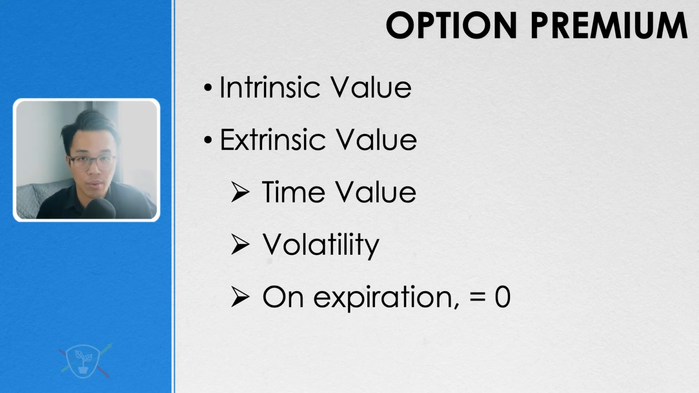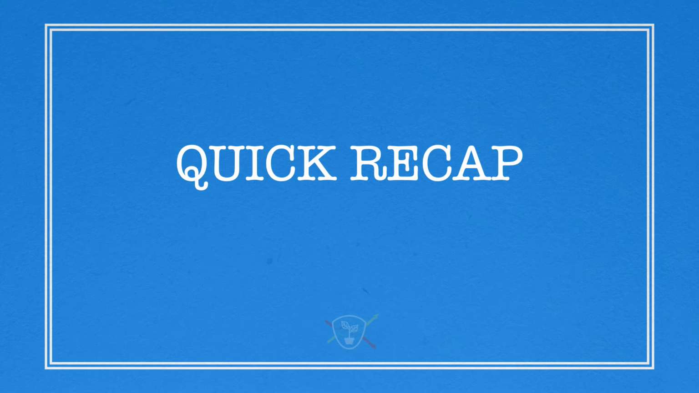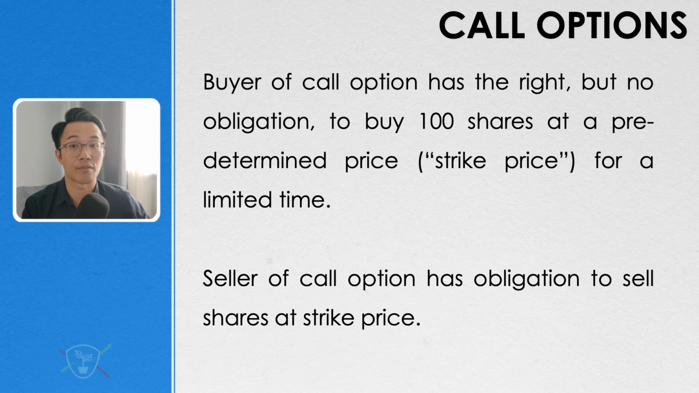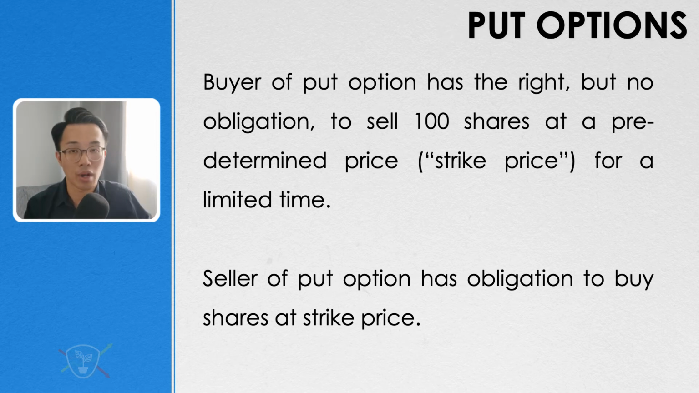To summarize everything up to this point, the buyer of the call option basically has the rights to buy 100 shares of stock at a certain price known as the strike price for a specified amount of time. Put options are contracts that provide the owner of the put option with the rights to sell 100 shares of stock at a certain price, known as the strike price, for a limited period of time.